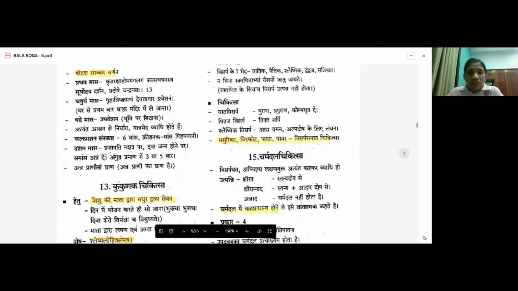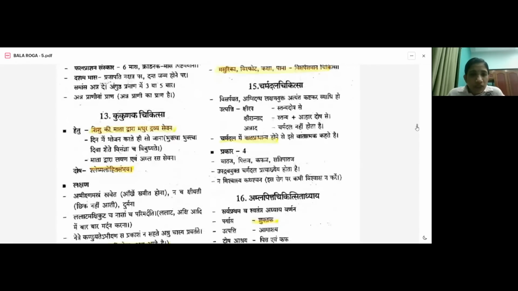And in case of Masurika, Visphota, Kaksha and Pama, these types of diseases, we can adopt the Visarpa Chikitsa. And these types, don't go into detail of this Chikitsa. We will discuss it in the Kaya Chikitsa part. Okay.